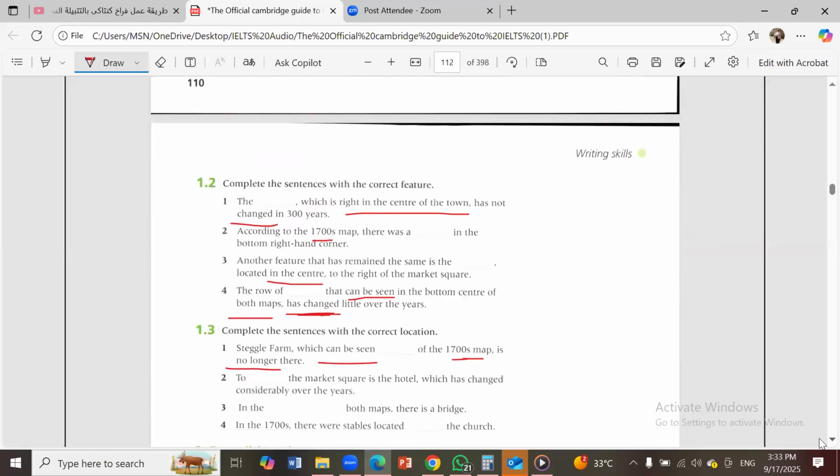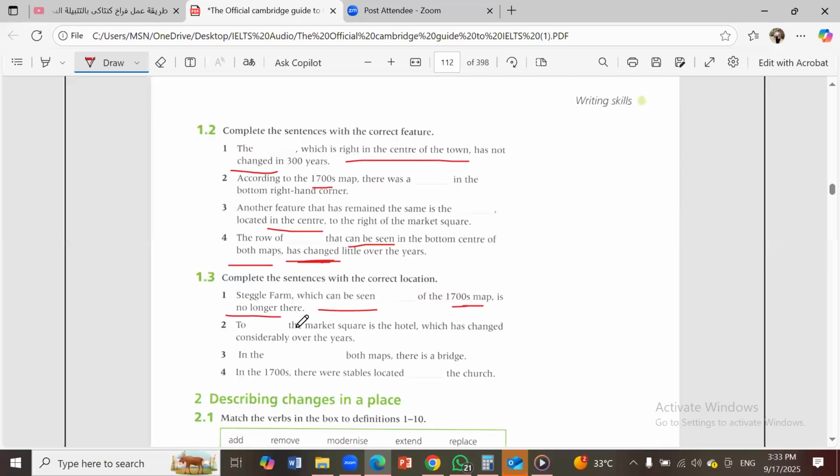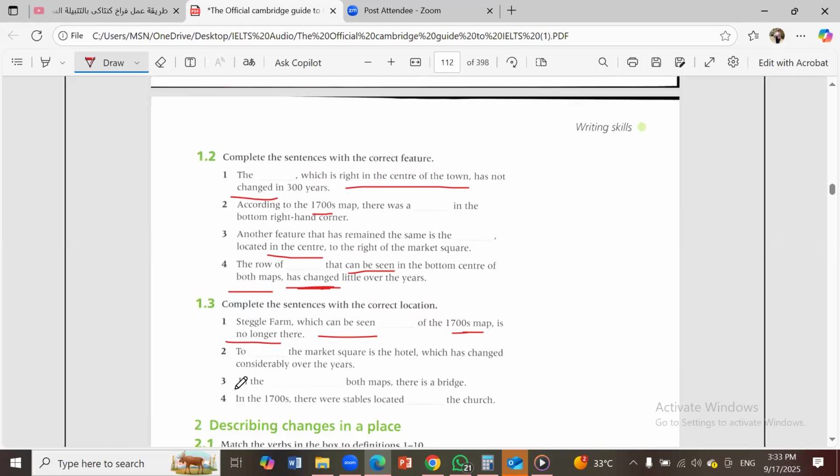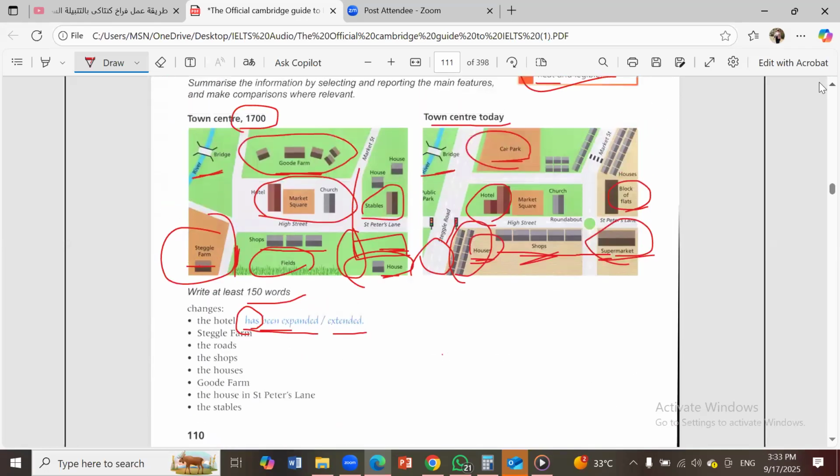Okay? By the way, how do you use the expression right hand? Like the word hand, like you say in Arabic, على ايدك اليمين. Okay? Right hand. Right hand corner. So, 3. And the what? Both maps, there is a bridge. It's unchanged. It didn't change. In the top left. In the top left or in the left. On the left, on the top left. Excellent.